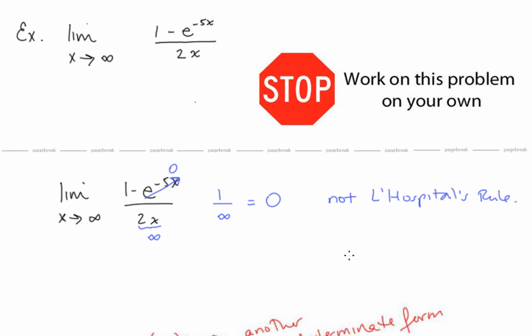So I hope you didn't fall for my little trick there. I see students quite often trying to use L'Hopital's rule where it doesn't apply. So we always have to try to compute our limit directly before approaching L'Hopital's rule. So here we had 1 minus 0 over infinity. That's just 0. That is a determinate form, and so we're not using L'Hopital's rule.